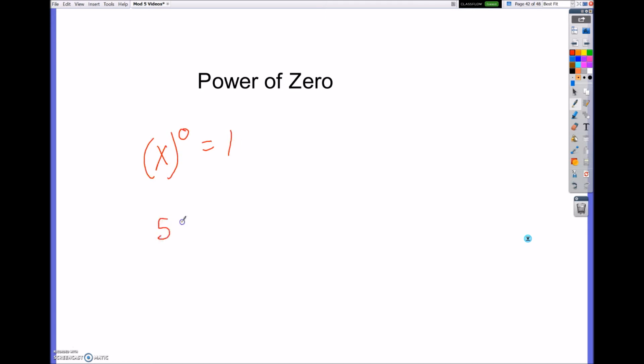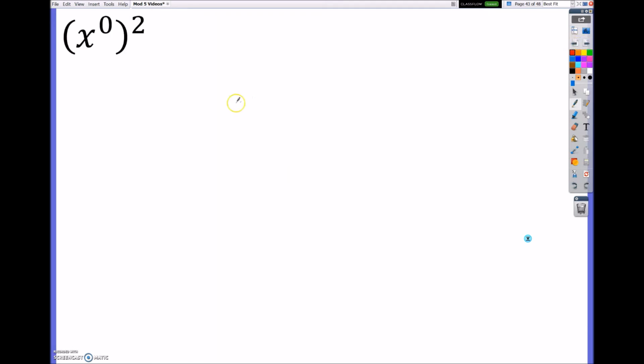So if I have 50 to the zero power, it's 1. If I have x over 2 to the zero power, it's also 1. So we're going to use this general train of thought to solve some of these problems. So let's go ahead and look at this first one.